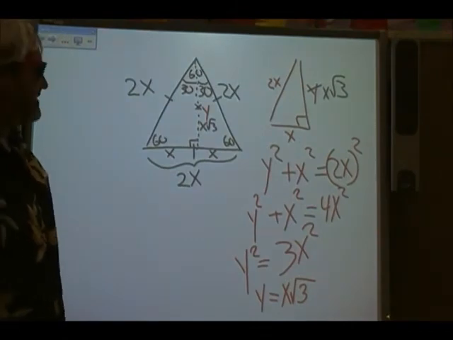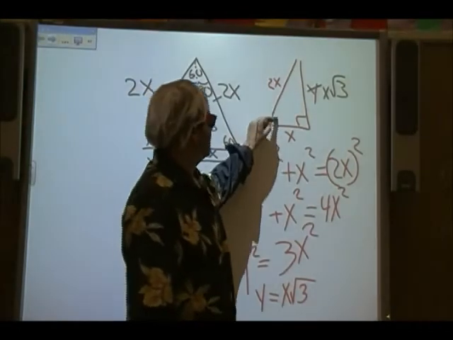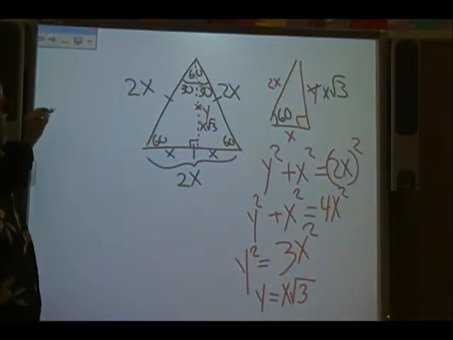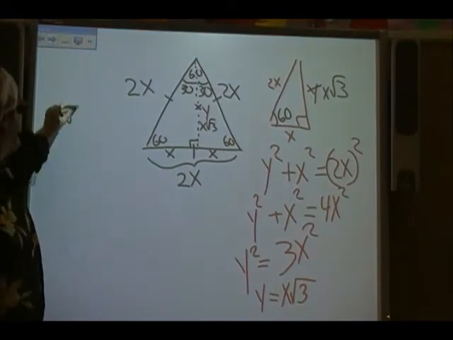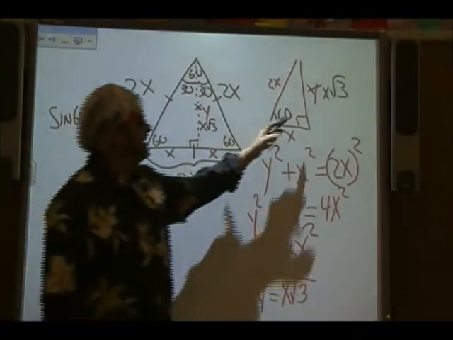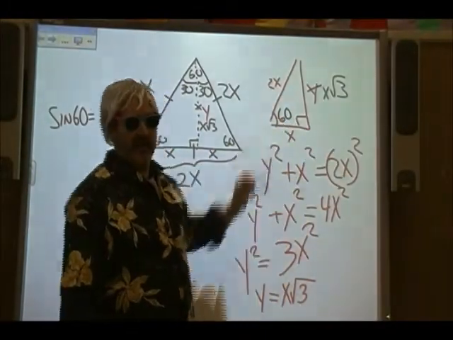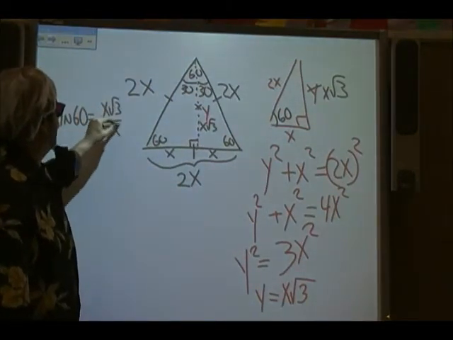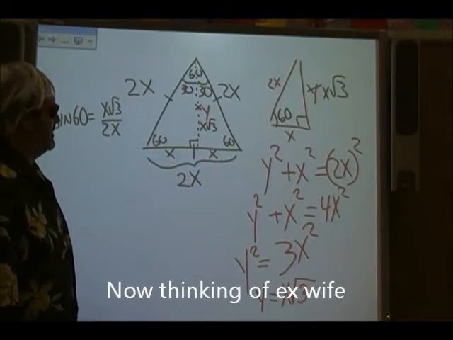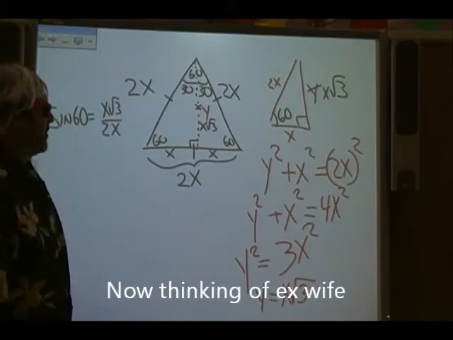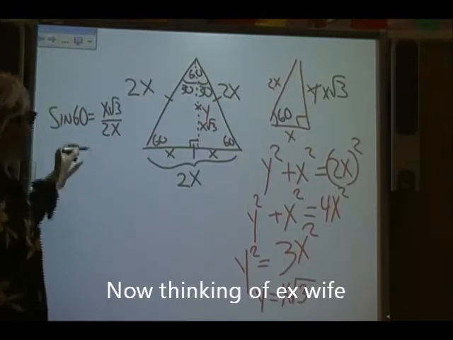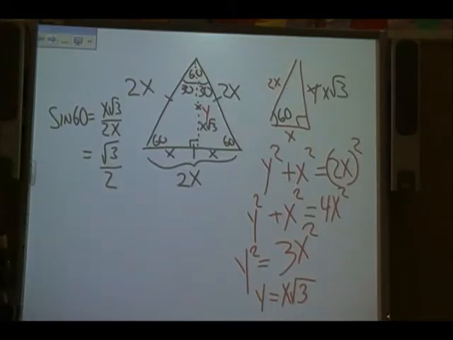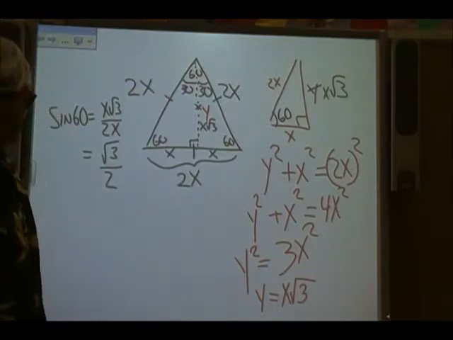Now we can do sine of 60. This is 60 degrees. So, sine of 60 is x radical 3 over 2x, opposite over hypotenuse. What happens now? The x's cancel, and I'm left with radical 3 over 2. So sine 60 is radical 3 over 2.